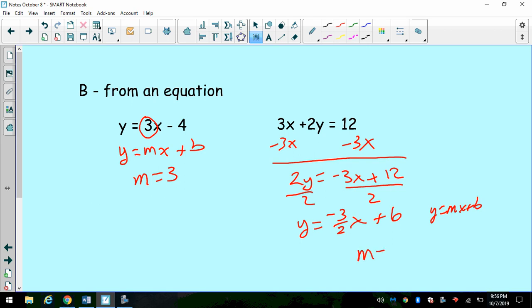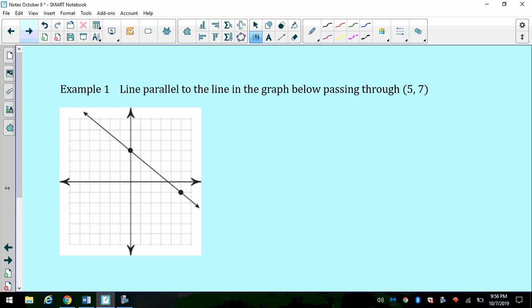In this case, m is -3/2. So when they give you the equation, put it into y equals mx plus b form and identify the m. The coefficient of x will be the slope. Now let's see how we can use this.